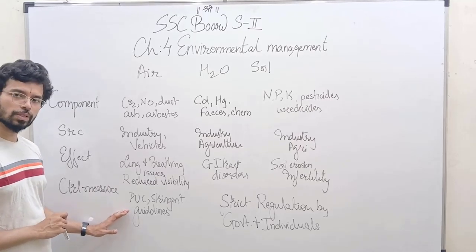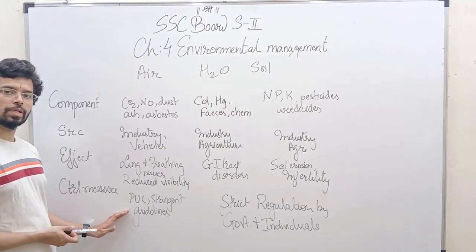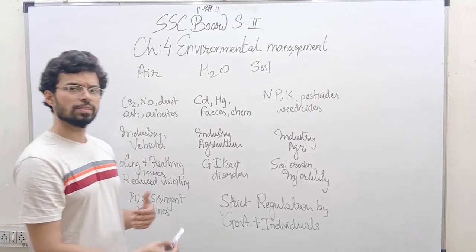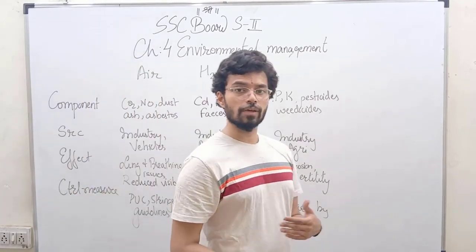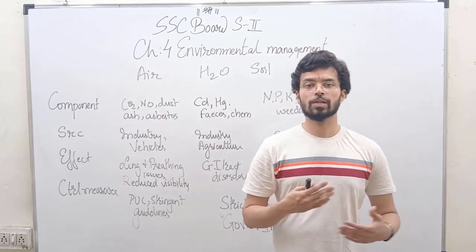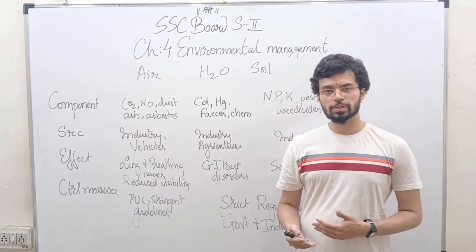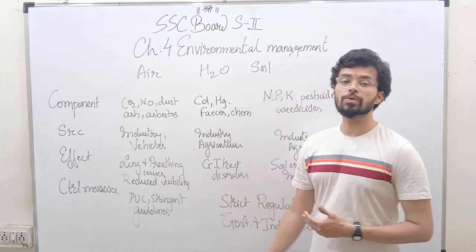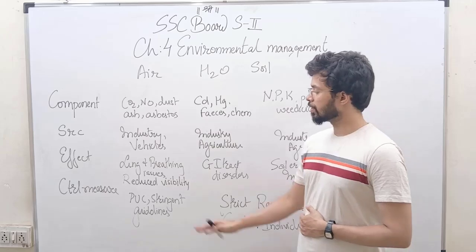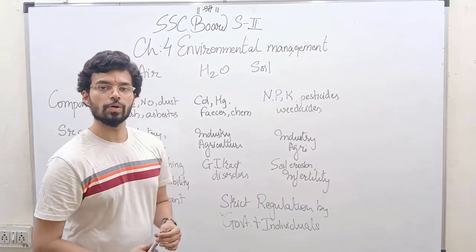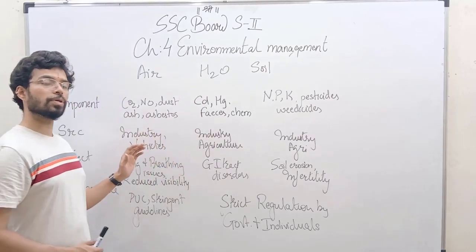What are the control measures? Obviously, you should have a PUC for your vehicles. If you are polluting the environment, you should use appropriate oils, get the servicing done on time, check for the life of the engine or the life of your vehicle, scrap it, sell it, or stop using it, right? Because it is polluting the environment. Then there are other guidelines given by the government which you should strictly follow. So now this is for one component, air pollution.